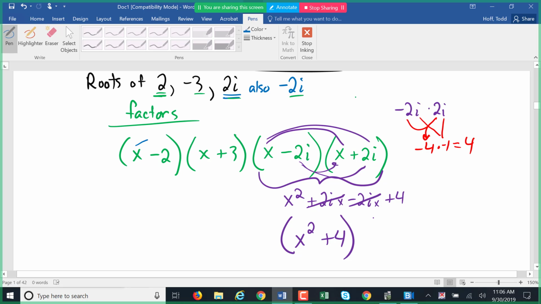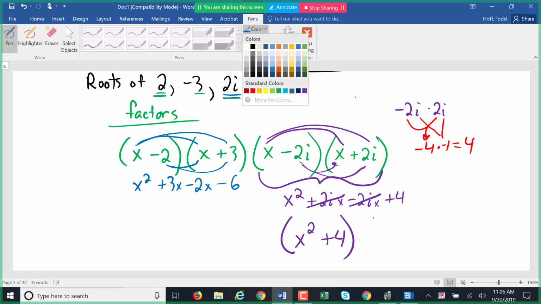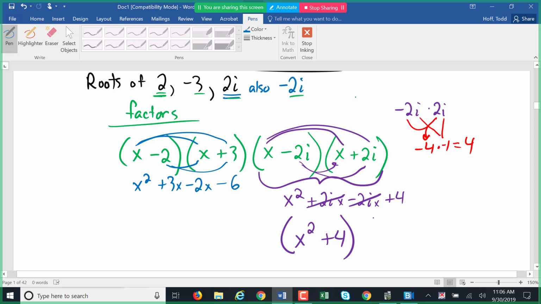I'll also multiply these. X times x is x squared. X times 3 is 3x. -2 times x is -2x. -2 times 3 is -6. So that makes x squared plus x minus 6. We go to multiply those out.